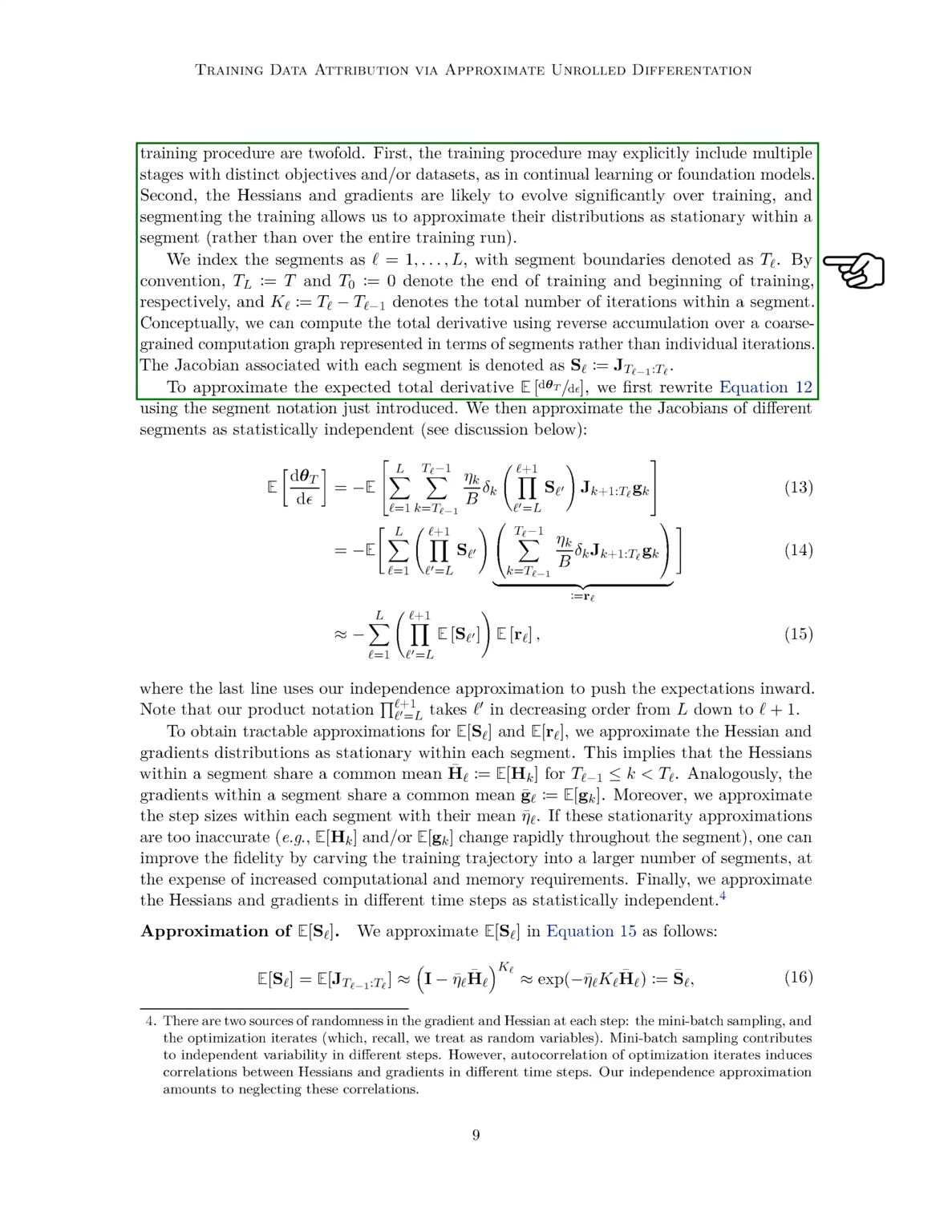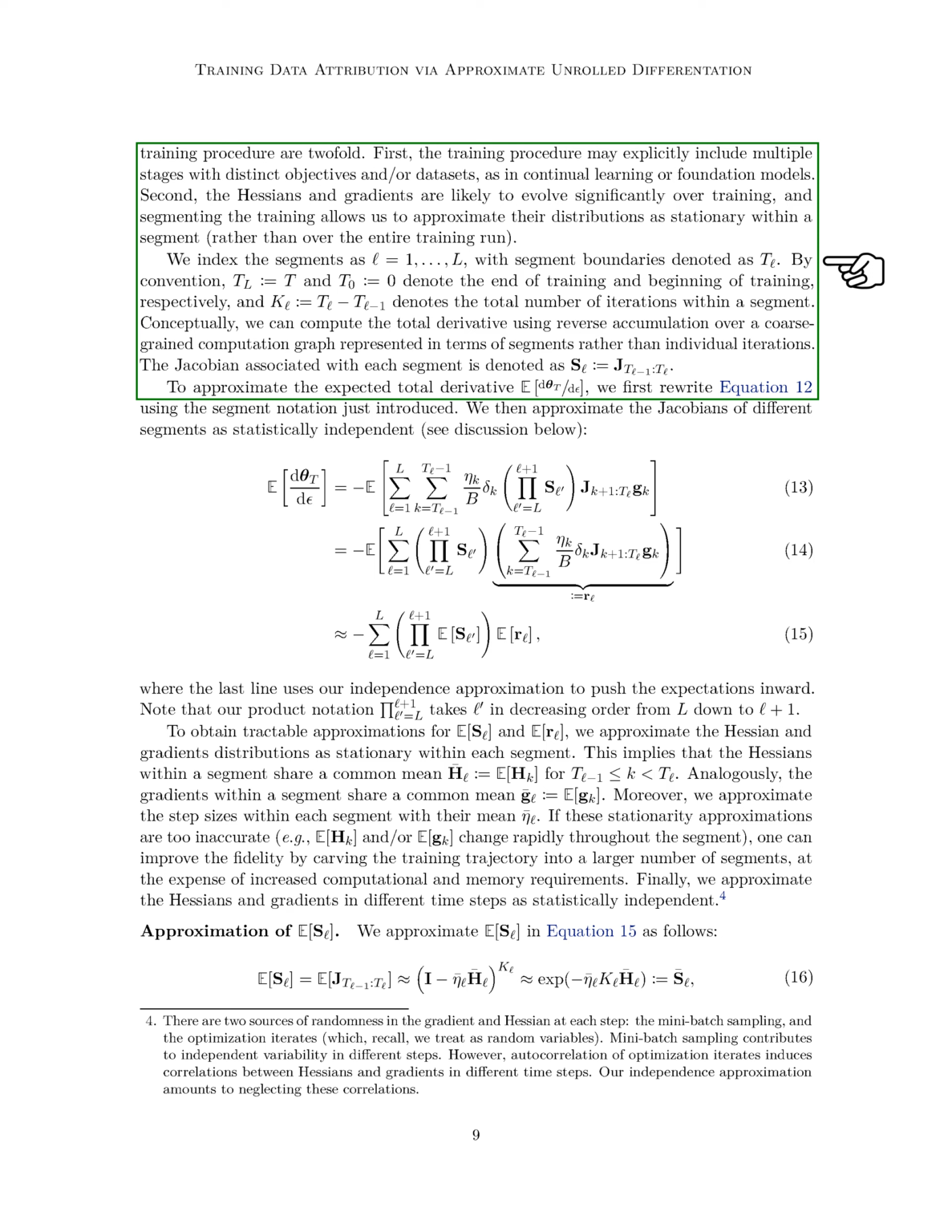Firstly, the training may involve multiple stages with different goals or datasets, such as in continual learning or foundation models. Secondly, the Hessians and gradients change significantly during training, so segmenting allows us to treat their distributions as constant within a segment. We label the segments as l equals 1 to L, with boundaries T_l. By convention, T_L is the end of training and T_0 is the start, while K_l represents the total iterations within a segment. We compute the total derivative using reverse accumulation over a coarse-grained graph in terms of segments.